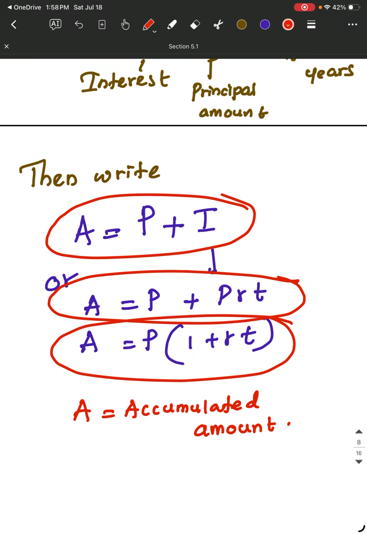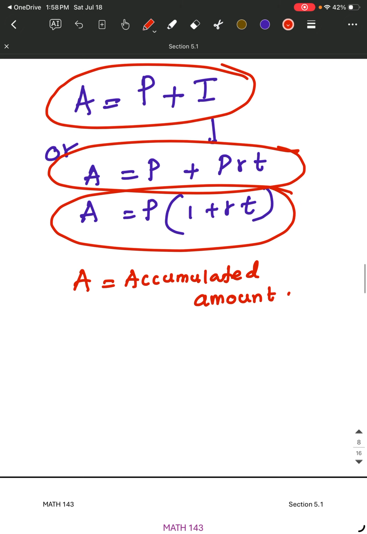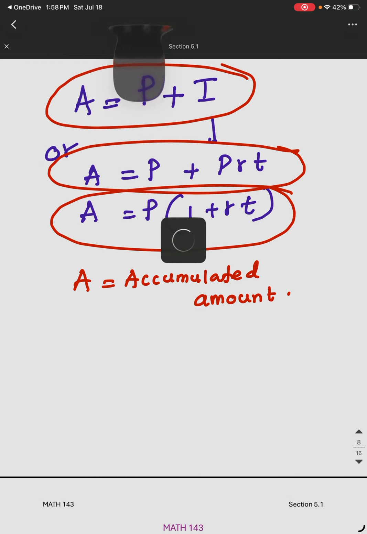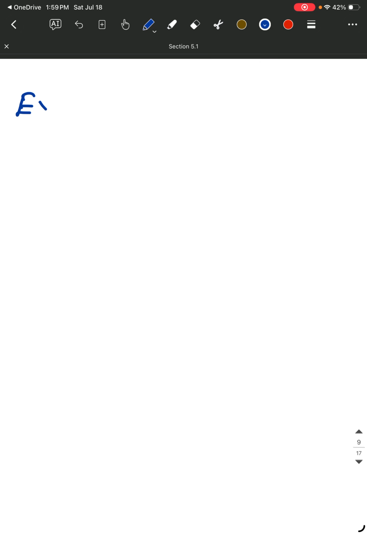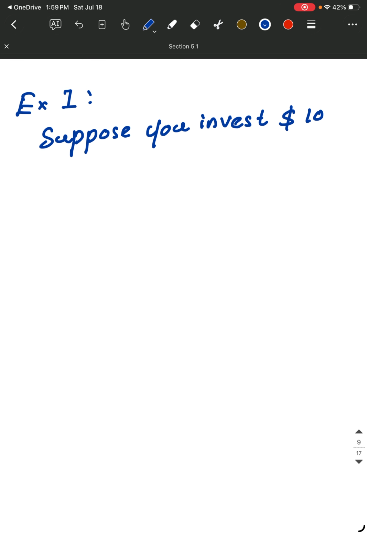Right? Okay. Let's move forward. The example. Suppose you invest $1,000 at 5% interest rate for 3 years.